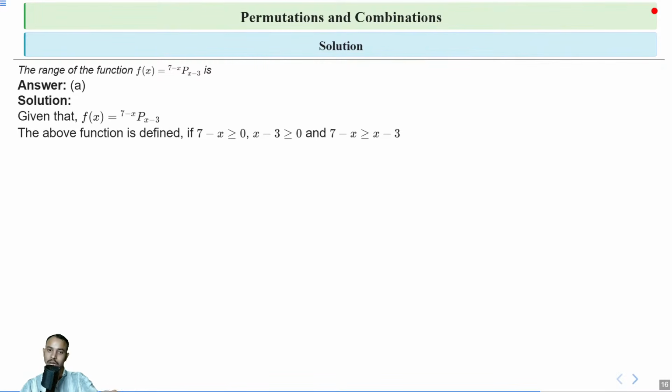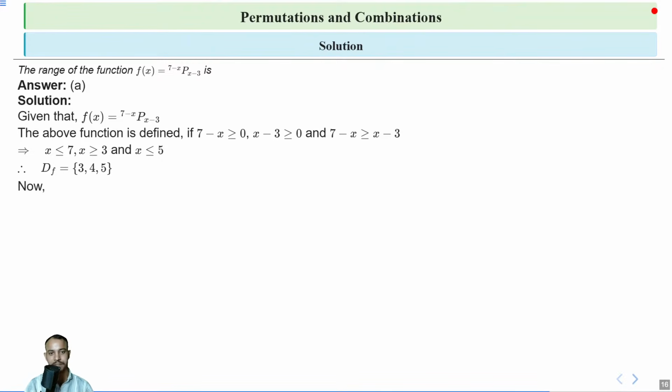Okay, now solve this inequality and get the values of x. So here it implies x is less than or equal to 7, x is greater than or equal to 3, and x is less than or equal to 5. So easily you can find the domain of this function f. So the domain of function f is basically {3, 4, 5}.